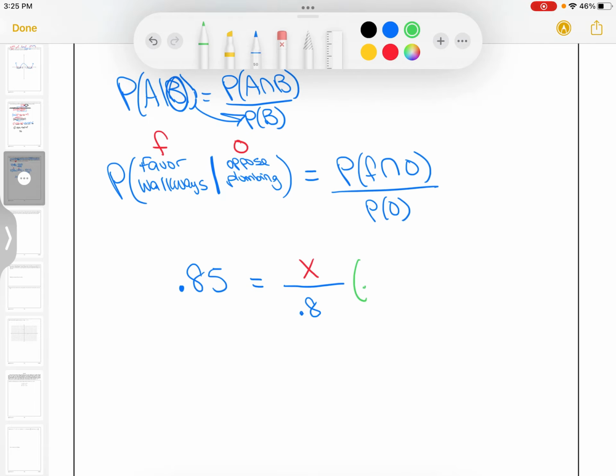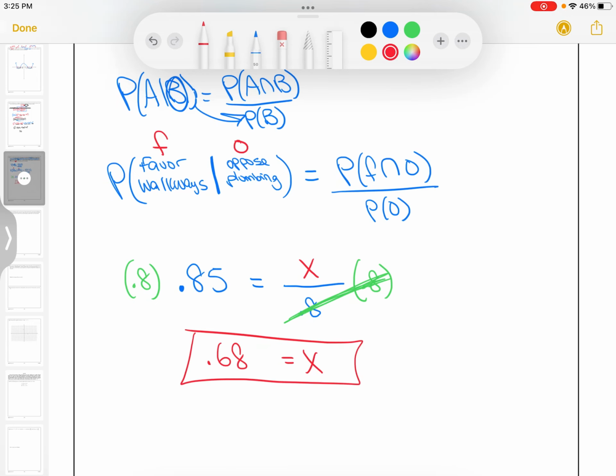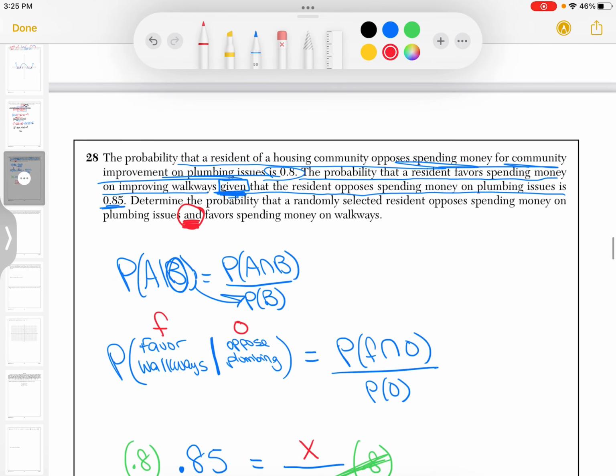So x is being divided by 0.8. To solve for x, I'm going to divide by 0.8. I'm sorry, multiply. I don't know what I just said. It's being divided. I'm going to multiply. So that ends up getting me x here, and then I have to multiply those two things together. It'll get me 0.68. So, like I said, go back in the directions to make sure you didn't miss anything.